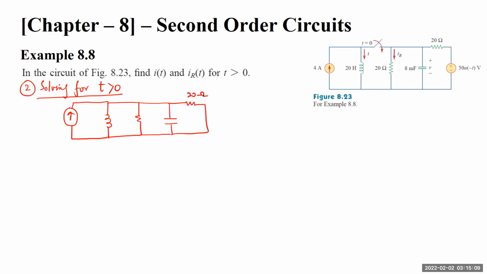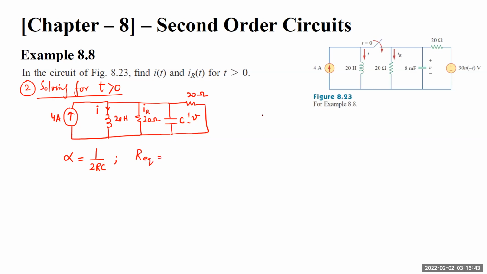This is 20 ohms. This is capacitance C. This is again 20 ohms, and this is our inductance of 20 Henry. This is the current that is flowing through the inductor. This is IR. This is plus minus V. This is 4 ampere. So this is how our circuit looks. First of all, we have to find out alpha, since this is a parallel RLC circuit. The alpha for a parallel RLC circuit is 1 over 2RC.